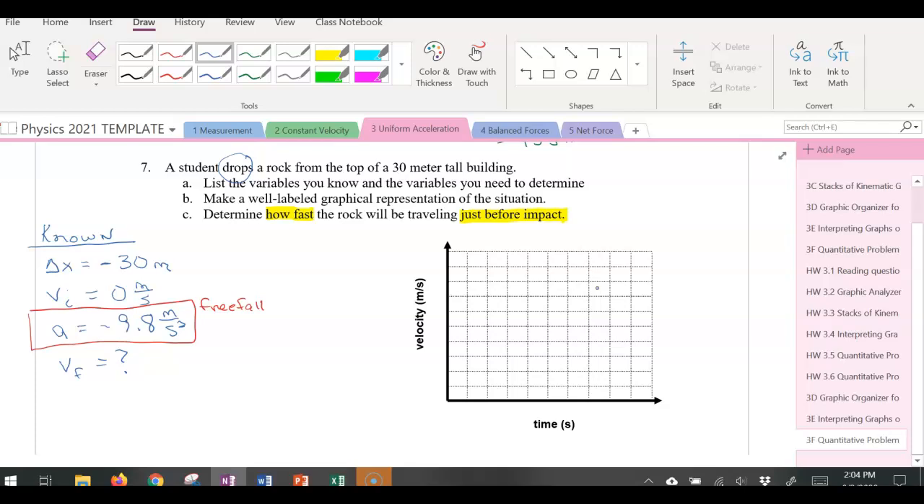Okay, so with these variables, the 3 that I know and the one that I'm looking for, there's only one equation that I can use, and that's that VF squared equals VI squared plus 2 times the acceleration times the displacement. So here I know everything except for the final velocity. And when I solve this, I'm actually going to have VF squared, right?